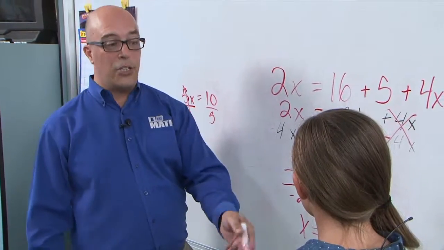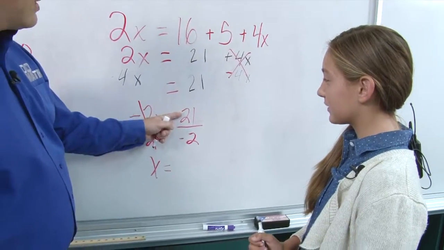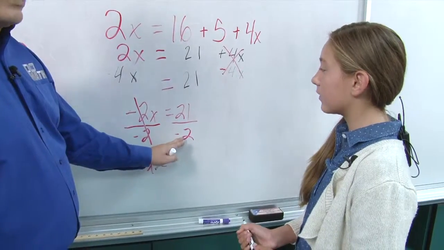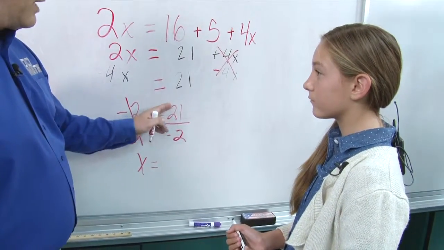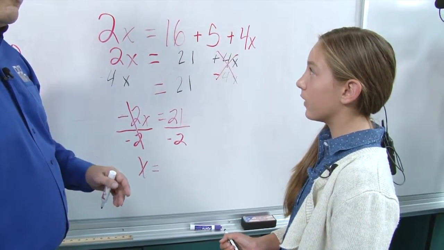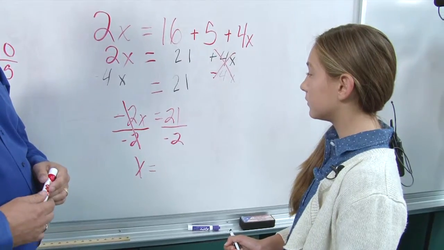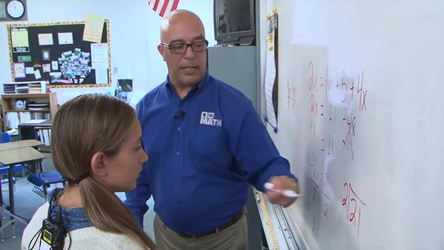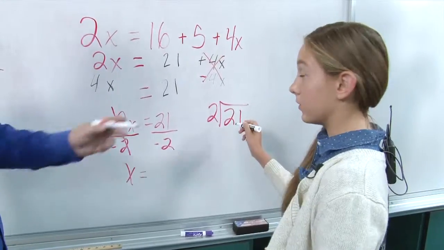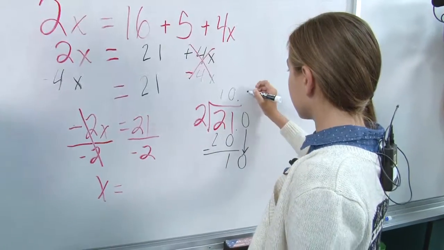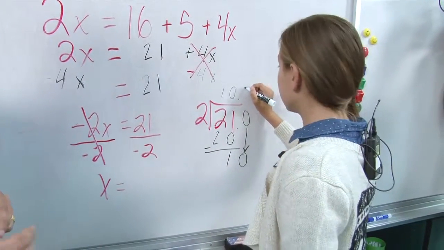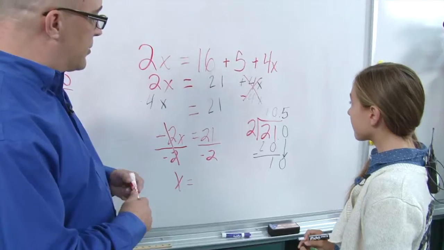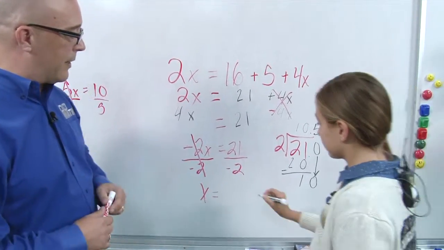Now here's the part you have to do. What's 21? Forget about the negative sign right now, right? 21 divided by 2. That's around 10. Right. And what is it exactly, though? 21 divided by 2. Can I solve it? Go ahead and work it. So this would be 0.5. Perfect. And that works out evenly now, right? So why don't you go ahead and put your 10.5 right there.